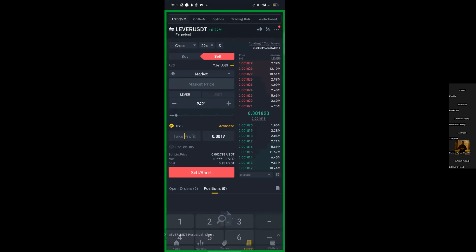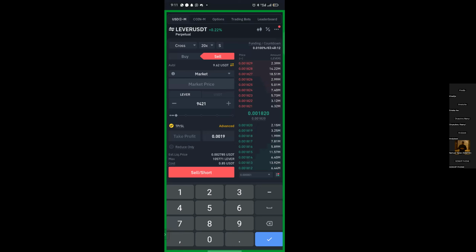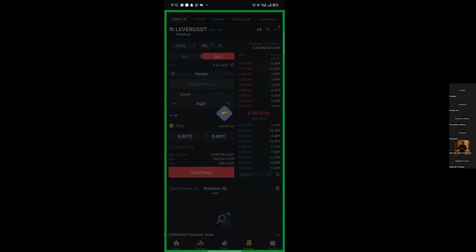Most of us are seeing this error. The reason you're seeing this error is because your take profit and stop loss information is not accurate. So my take profit is at 0.0017, then my stop loss is at 0.0019. Then if I click on short, it triggers. Now it has created the position for me.